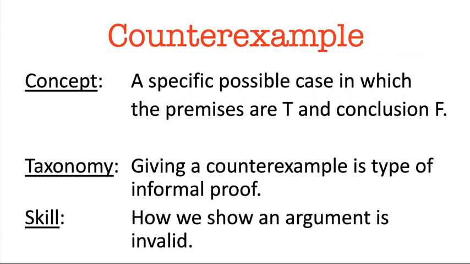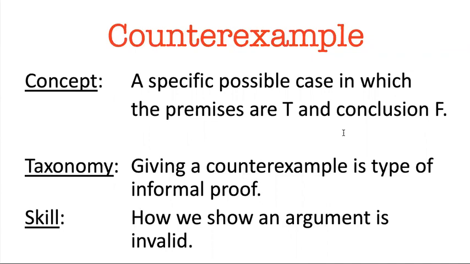What a counterexample is, it's a specific sort of scenario in which the premises are true and the conclusion is false. Because remember, if an argument is valid, then this is impossible. A valid argument cannot have true premises and a false conclusion. A valid argument preserves truth. So if we can actually show the premises could be true while the conclusion is false, then that precisely shows the argument is not valid, which is what we're trying to do here.